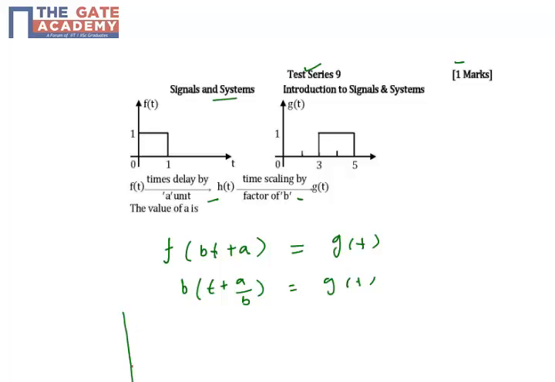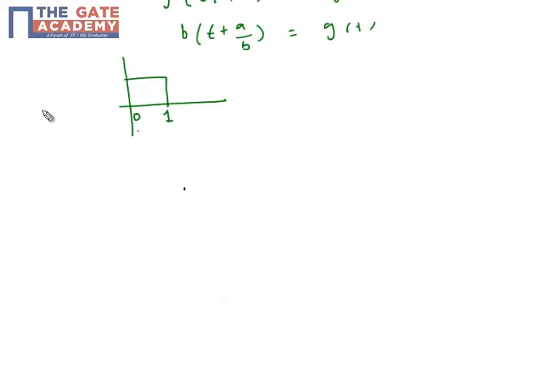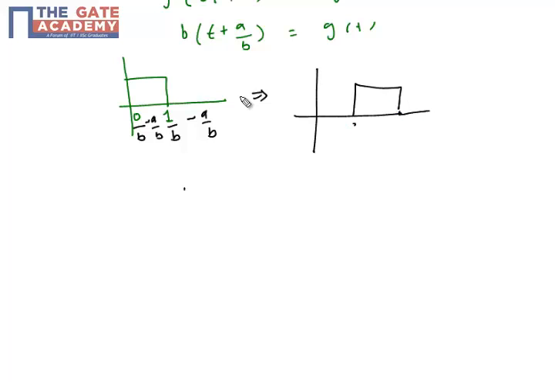So basically I have an f(t) signal which is present between 0 to 1. Now I am first of all doing a scaling of b. So it's like 0 by b and 1 by b. Then I am doing advancing by a by b, so minus a by b and minus a by b, and this will convert f(t) into g(t), and my g(t) is this much, 3 to 5.